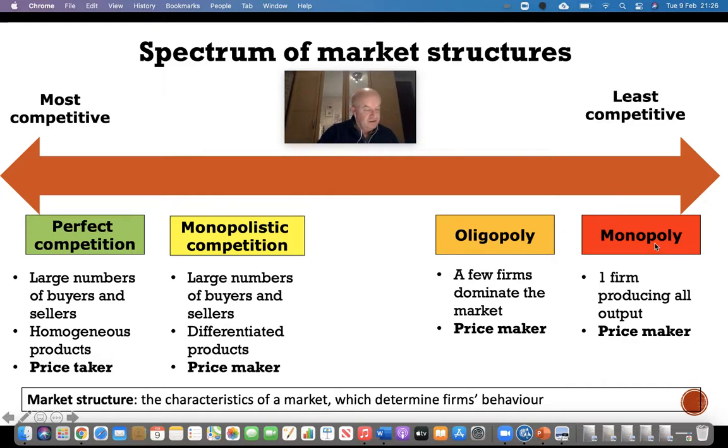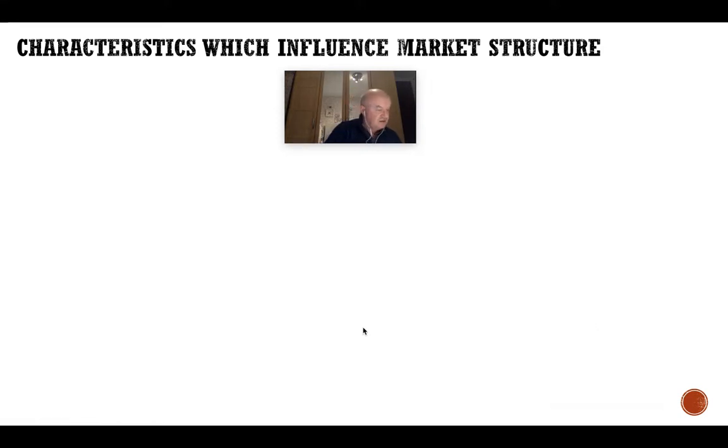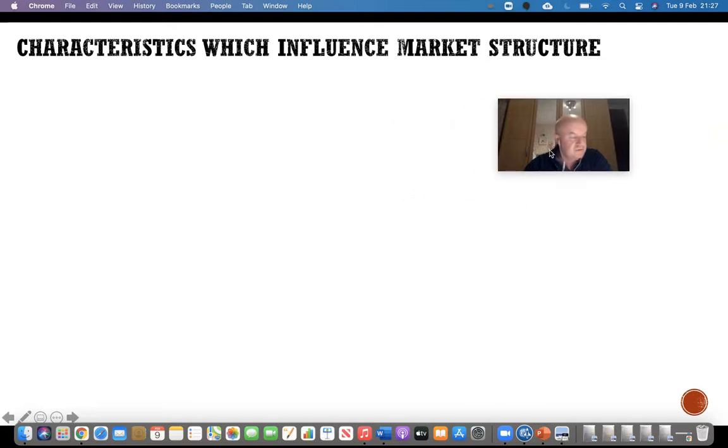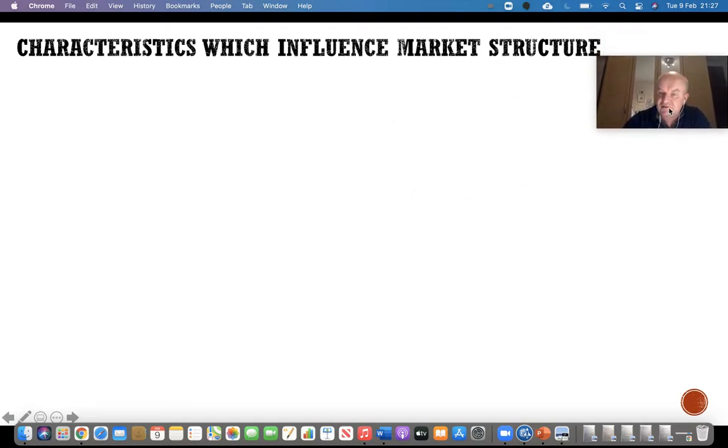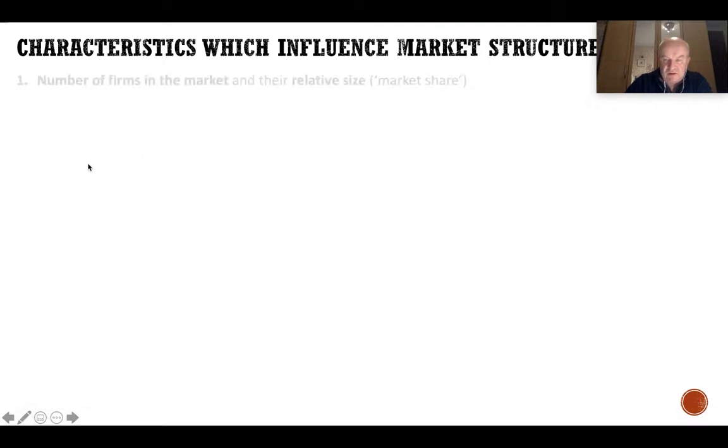Okay, now in essence, we're going to then look at how that affects the way in which organisations behave. So let's take a look on page 5 in your booklet at the characteristics which influence market structure. Again, I'm going to shift my video over there a bit so that you can actually read the content that we're going to look at. So the characteristics which influence market structure are, number one, going to be the number of firms in a market, and also their relative size.